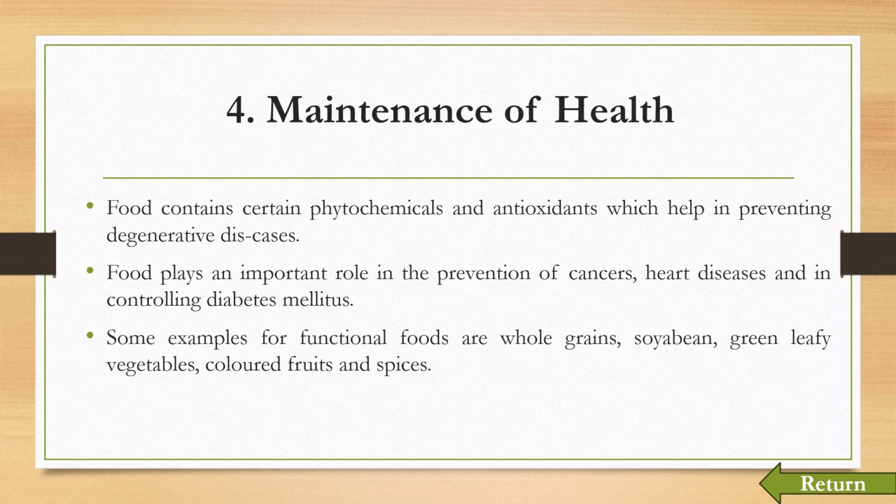4. Maintenance of health. The fourth function is maintenance of health. Food not only gives energy and nutrients, but also contains phytochemicals and antioxidants. These compounds help prevent chronic diseases such as cancer, heart disease, and diabetes.